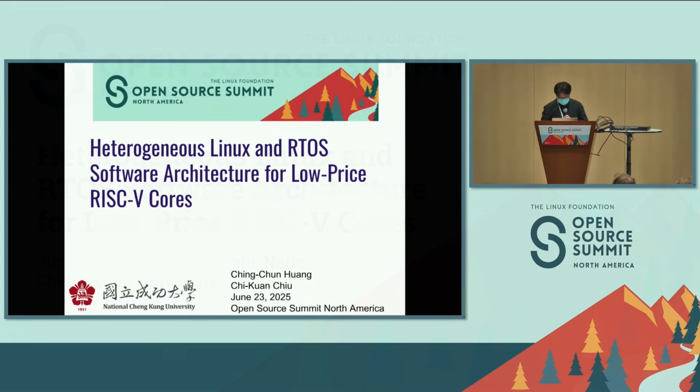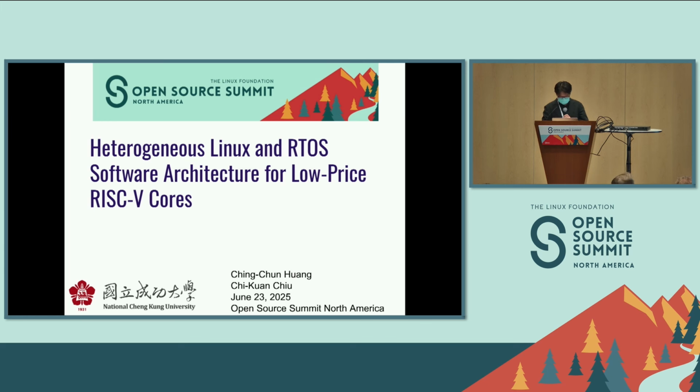Today, I would like to share some thoughts on a topic that connects cost efficiency, system flexibility, and the performance of heterogeneous software architectures that combine Linux and RTOS. I will walk you through the key challenges we have faced, the design strategies we have adopted, and how this hybrid approach can provide meaningful advantages even on low-cost RISC-V platforms.